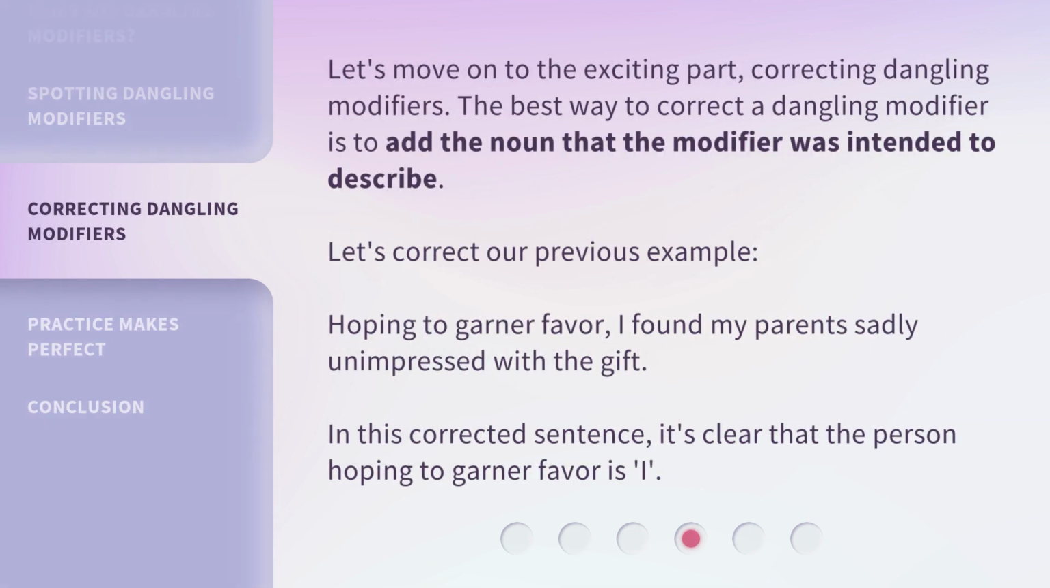Let's move on to the exciting part, correcting dangling modifiers. The best way to correct a dangling modifier is to add the noun that the modifier was intended to describe. Let's correct our previous example.